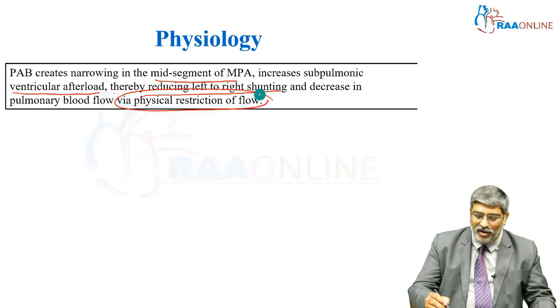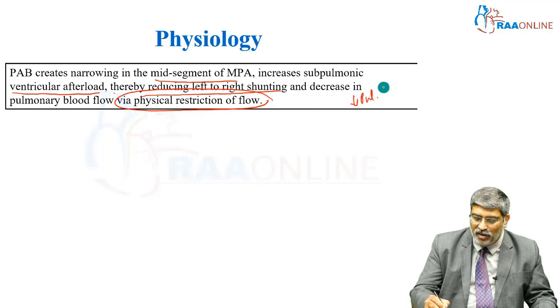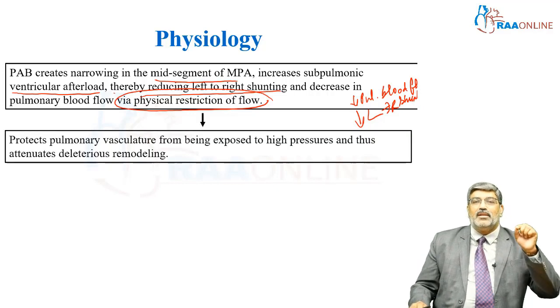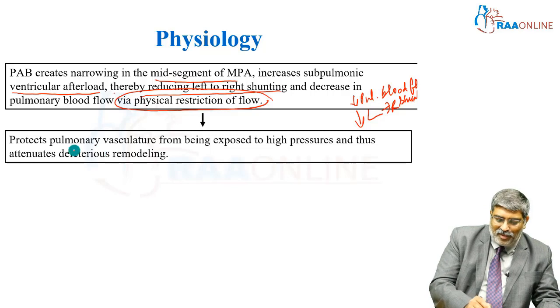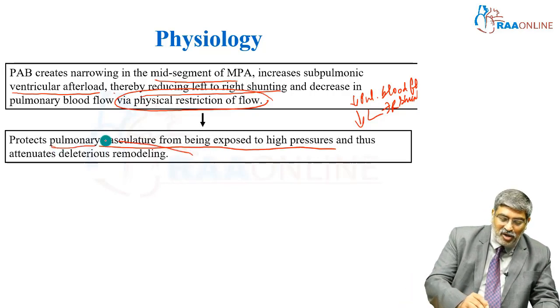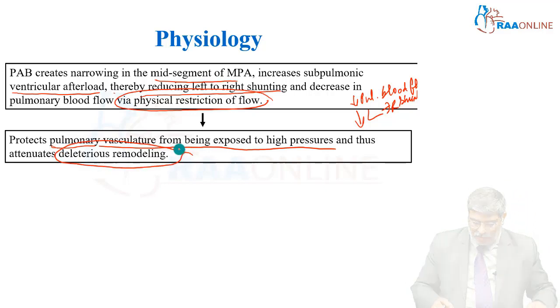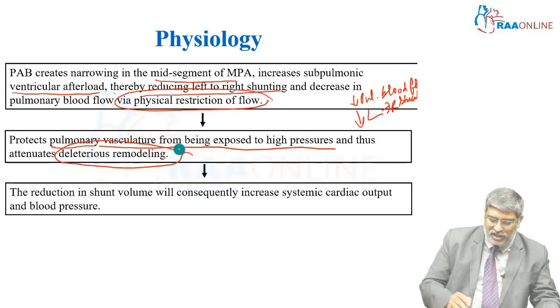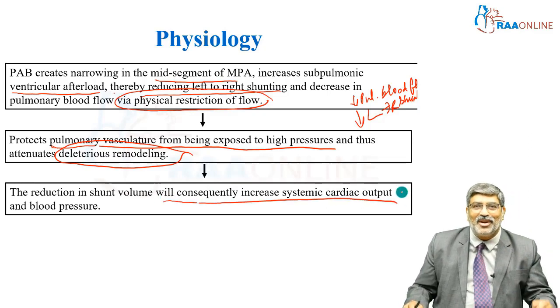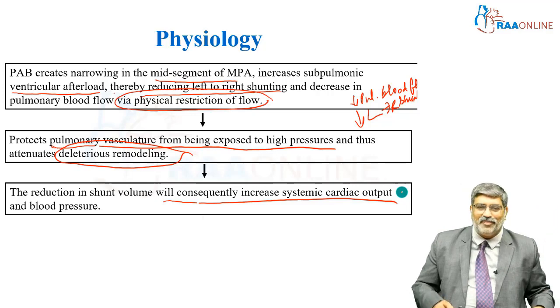So, by creating a band, you decrease the pulmonary blood flow and another important thing which helps in the output is you decrease the left to right shunt also. So, both ways it is beneficial. By doing this, you protect the pulmonary vasculature from being exposed to high pressure and it attenuates the deleterious remodeling. This reduction in shunt volume will increase the systemic cardiac output and your blood pressure goes up.